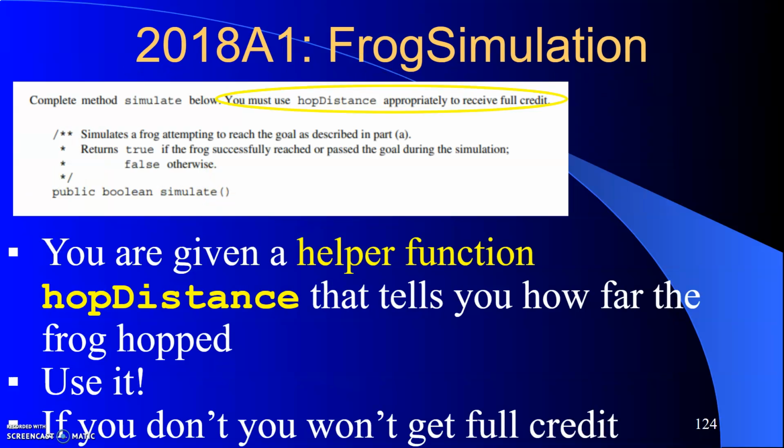Now, you don't have to worry about any random numbers here. Another common mistake was people would start to write code using Math.random. You're not going to do that because there's already a function called hopDistance. It's a helper function that's been written for you. So you're going to use hopDistance. And in fact, if you don't use hopDistance, you're not going to get full credit for the problem.